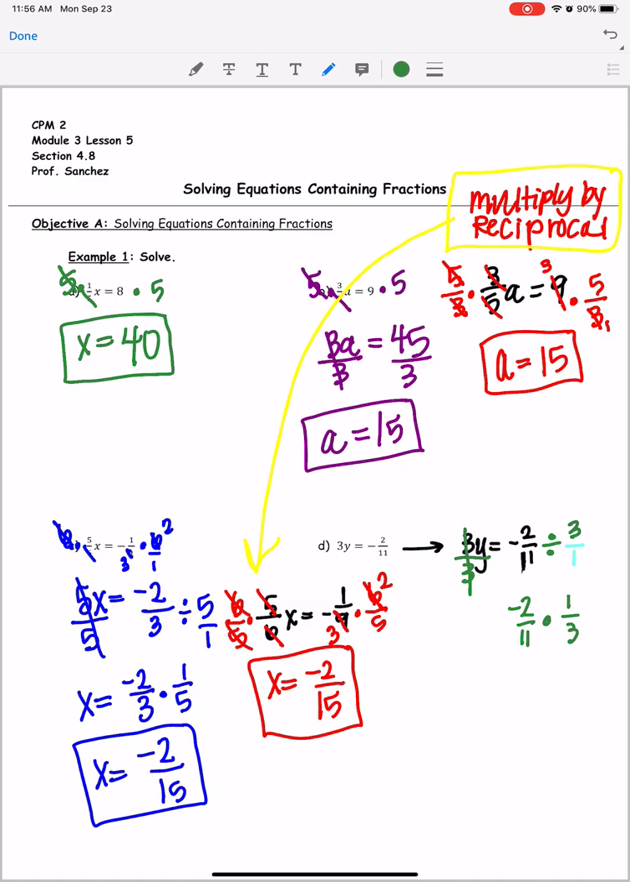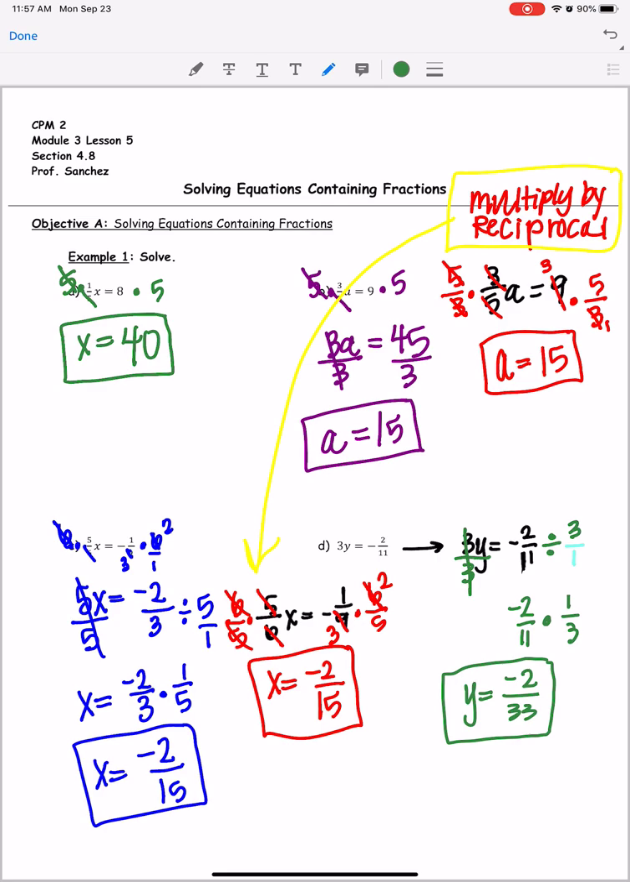Cross reduce if you can. These are both prime numbers, so I can't cross reduce anything. So just multiply straight across. I'm going to get y equals negative 2 times 1 is negative 2. And 3 times 11 is 33. So I get y equals negative 2 over 33.